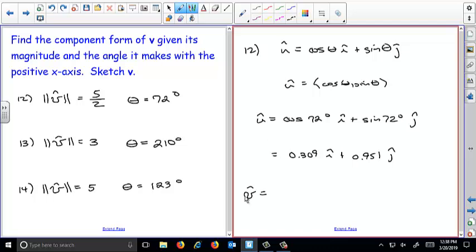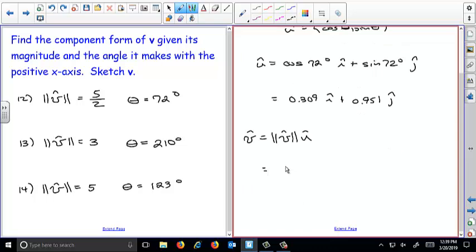So to find the vector v, I take the magnitude of v times the unit vector. So that's going to be 5/2 times 0.309 i plus 0.951 j. Let's just multiply those out. 0.309 times 5/2, you get 0.773 i. And if you take 5/2 times 0.951, you get 2.38 j. So that's your answer.